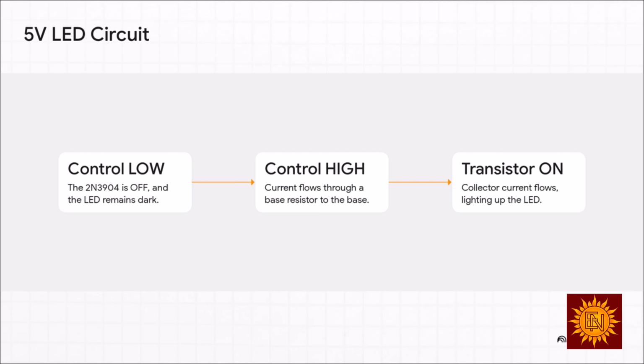Step 1. Your microcontroller control signal is low. The 2N3904 is off, and the LED is pitch dark. Step 2. Your microcontroller sends a high signal, pushing a tiny current through a base resistor right into the base pin. And step 3, this instantly turns the transistor on. That allows the much larger current to flow from the 5-volt source through the LED into the collector, out the emitter and straight to ground. Boom, the LED lights up.